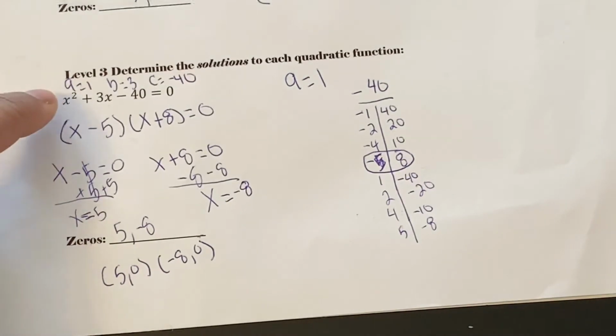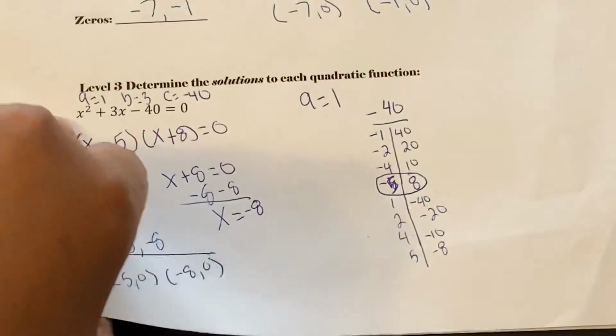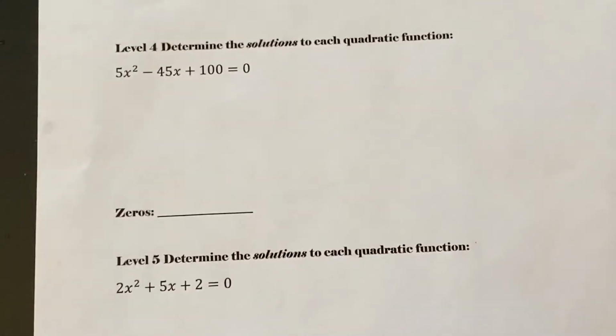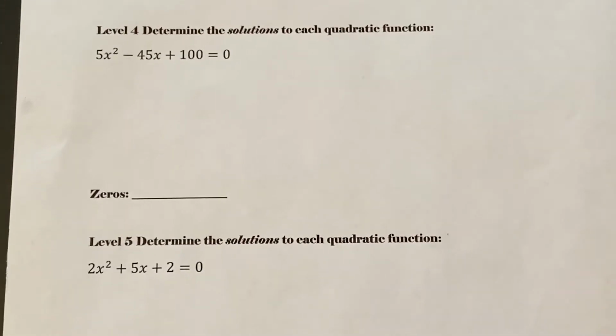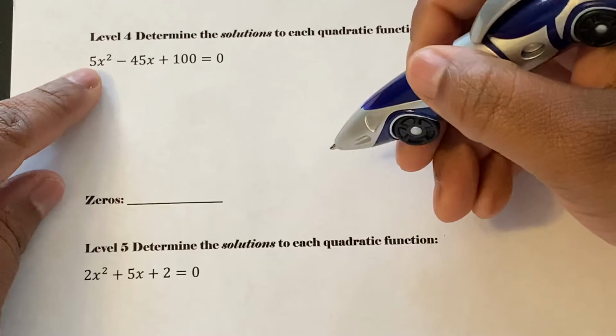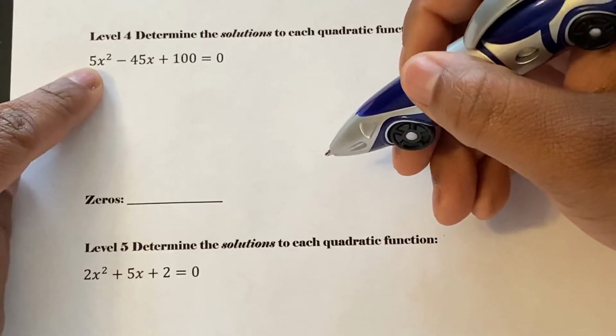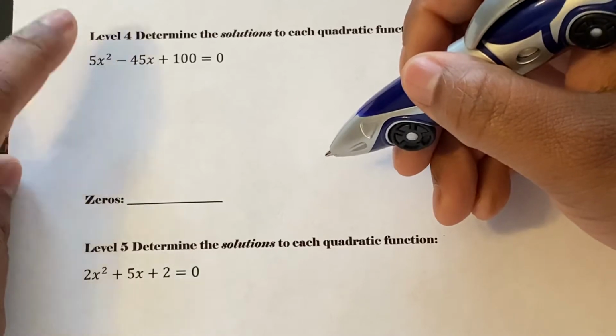Again, this is when the a term, a trinomial with the a term is already equal to 1. Now, level 4, we want to solve this. Now we have to look at it and we say, can we take out a GCF? Can we take out a GCF?